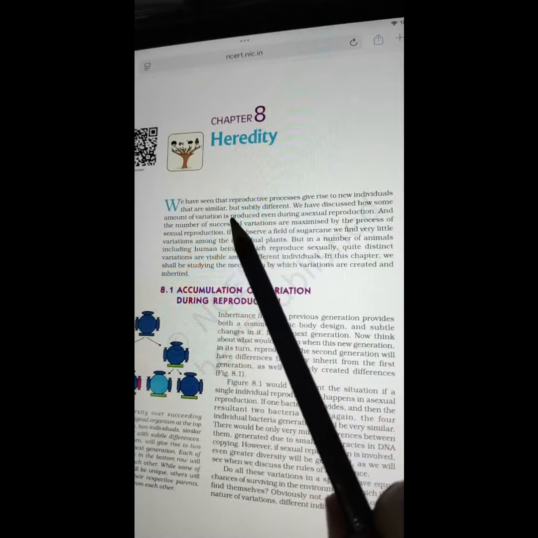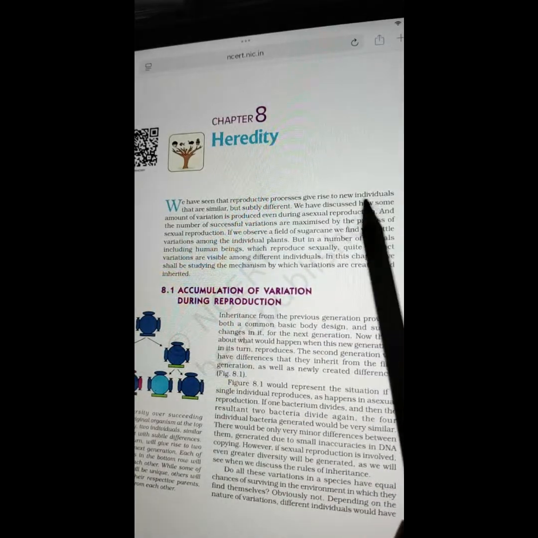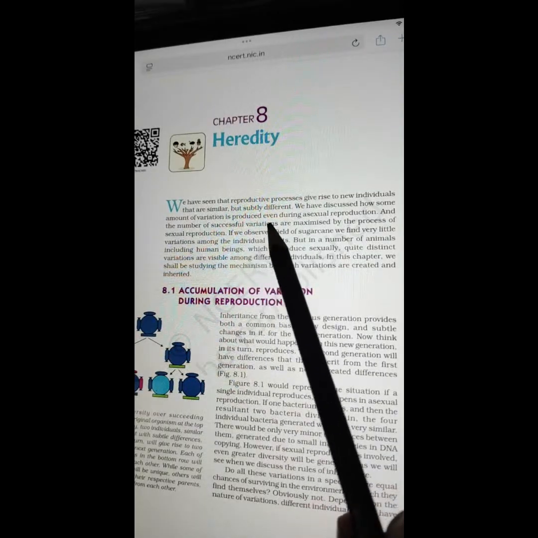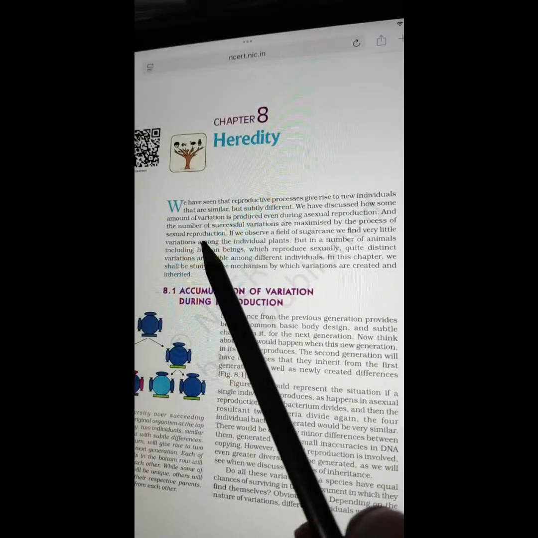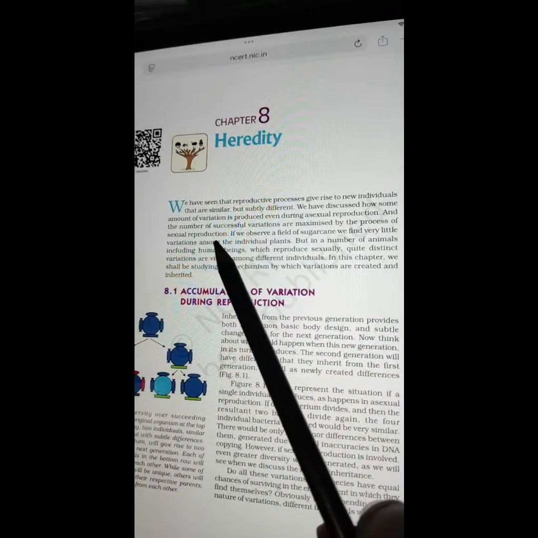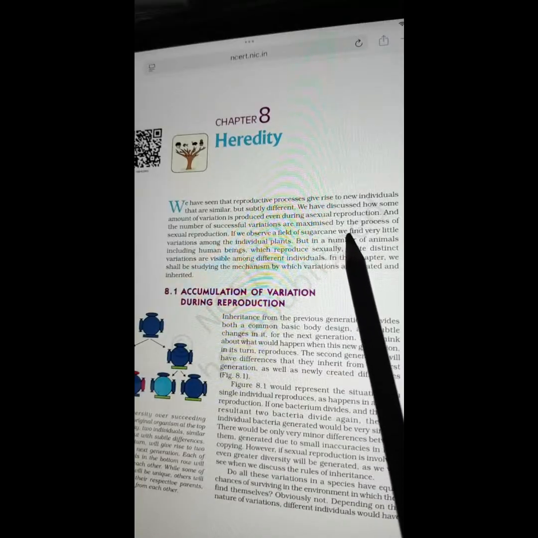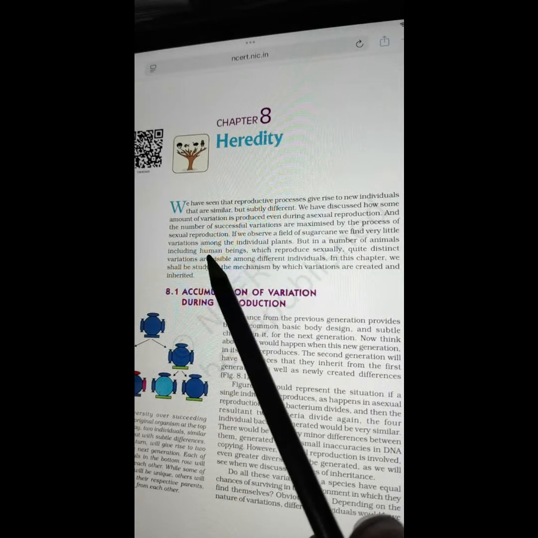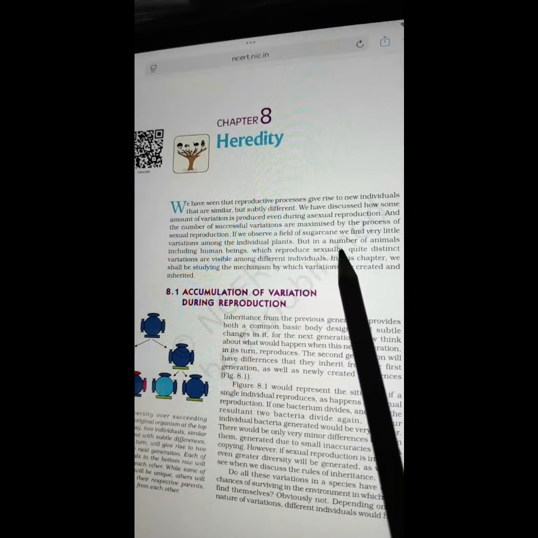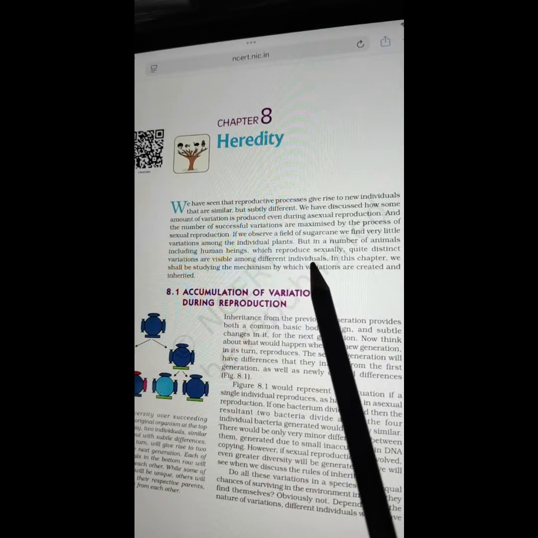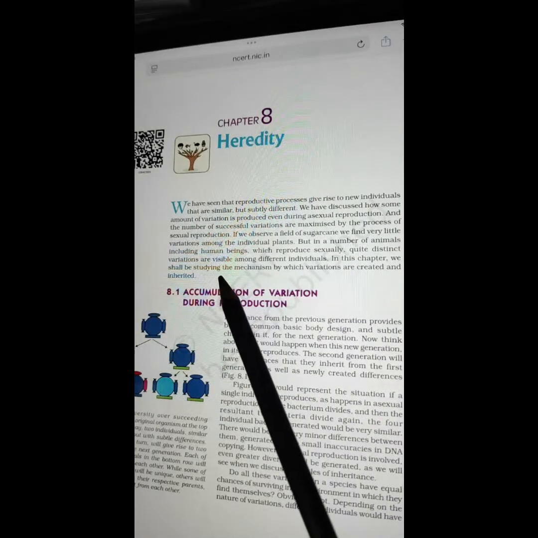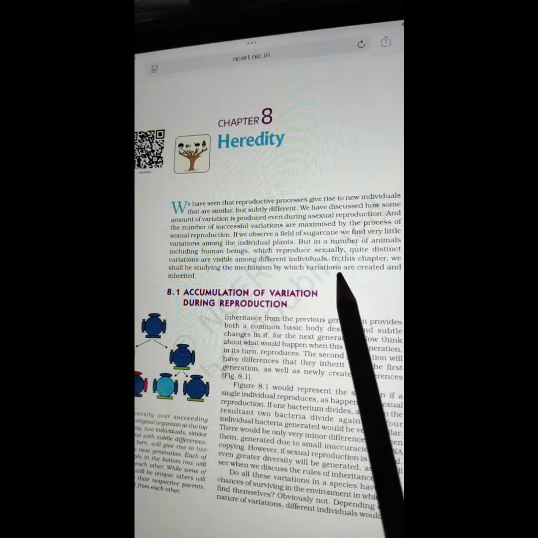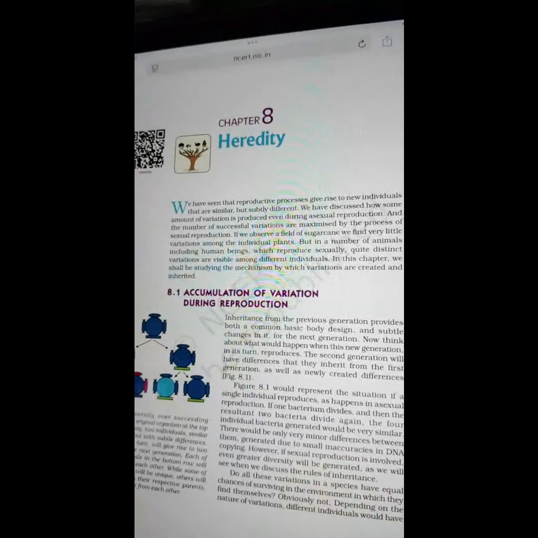We have seen that reproductive processes give rise to new individuals that are similar but subtly different. We have discussed how some amount of variation is produced even during asexual reproduction, and the number of successful variations are maximized by the process of sexual reproduction. If we observe a field of sugarcane, we find very little variation among the individual plants. But in a number of animals, including human beings, which reproduce sexually, quite distinct variations are visible among different individuals. In this chapter, we shall be studying the mechanism by which variations are created and inherited.